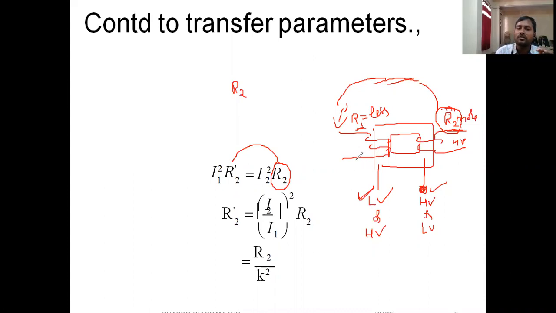If you want to transfer this R1 resistance to the secondary, here the resistance is less as per the LV, so it must increase if you transfer from LV to HV, nothing but primary to secondary. That must take place, and then only it will be satisfied. Okay, I will explain an example so that you can understand better.